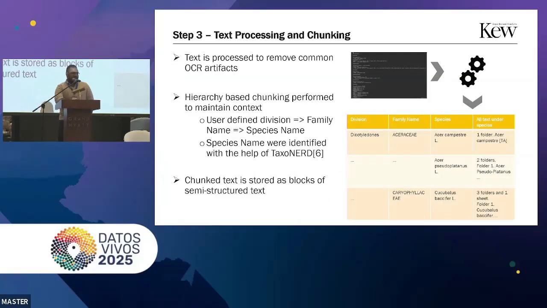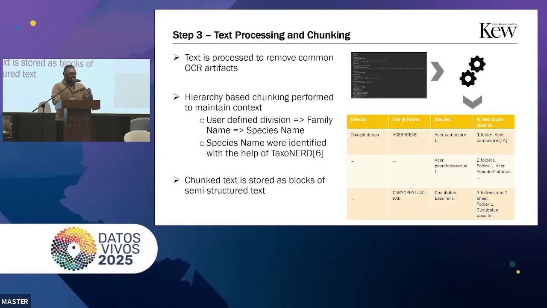And step 3. This is the text processing and chunking bit, where the text is processed to remove any common OCR artifacts that we identify. These can be where a word might end with E instead of AE, like it should, or there might be numbers instead of letters. It shouldn't be like that. This text is then processed further into a hierarchical format of chunks.